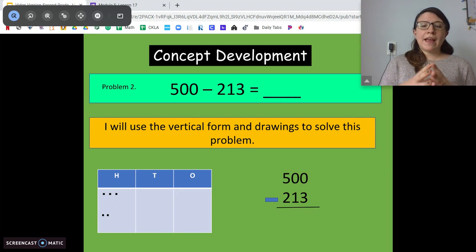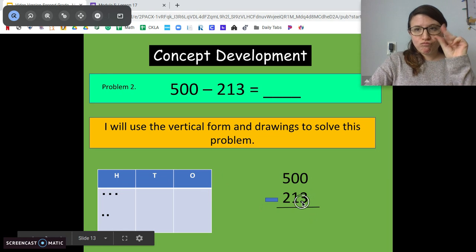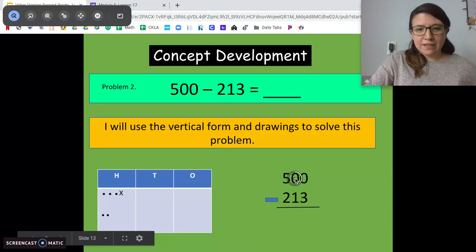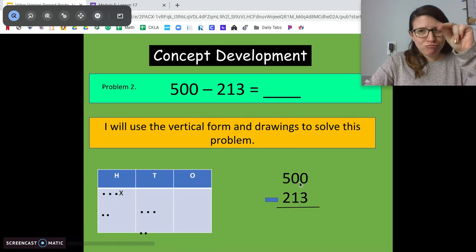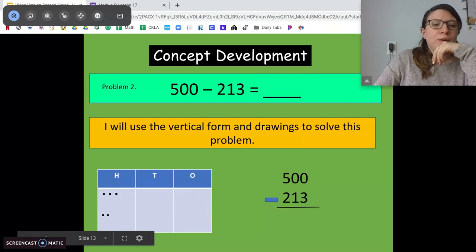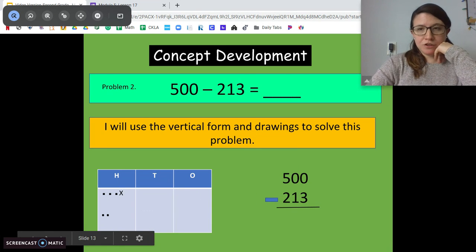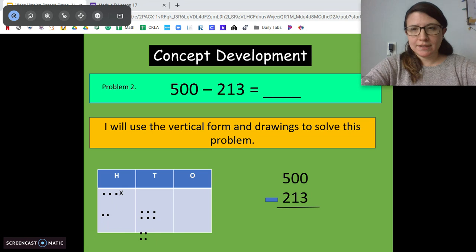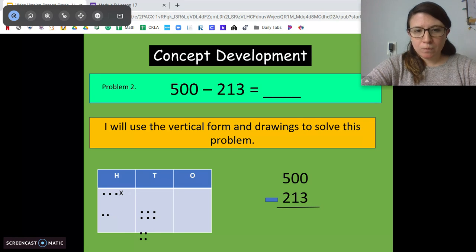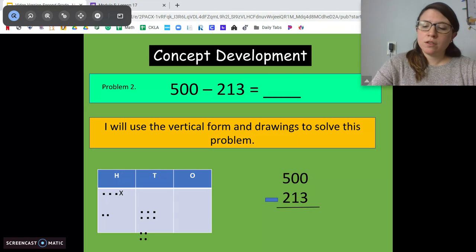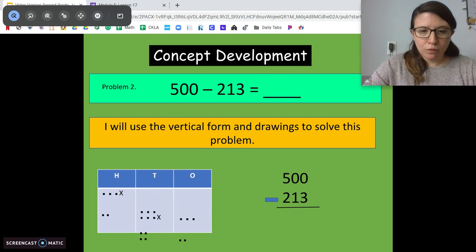Do we have any 1s that we can take 3 away from? Do we have any 10s? So we're going to come all the way over to our hundreds. I'm going to cross out 100 and move 10 10s over. Awesome. Now, still doesn't help me with my 1s. So I got to cross out a 10, move 10 1s over. Now we can subtract. Now we're good to go.